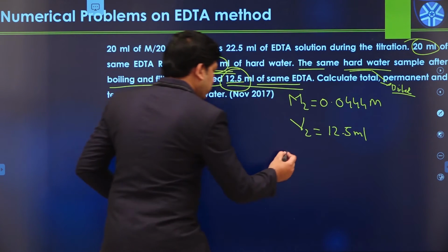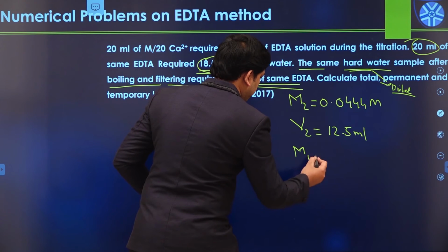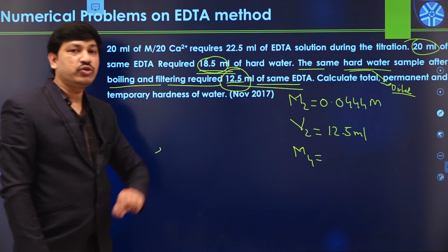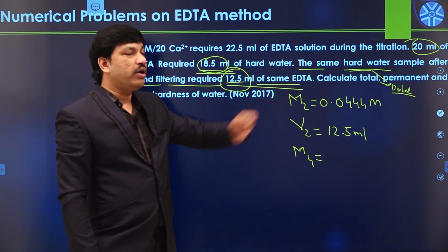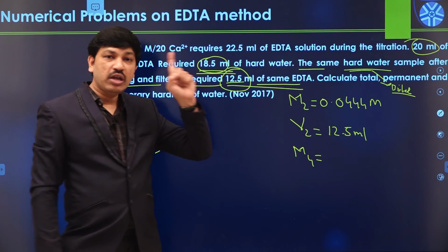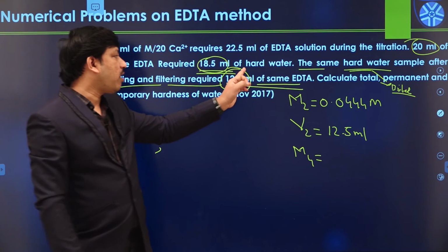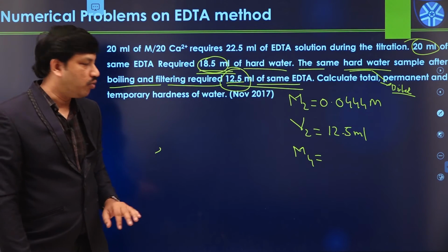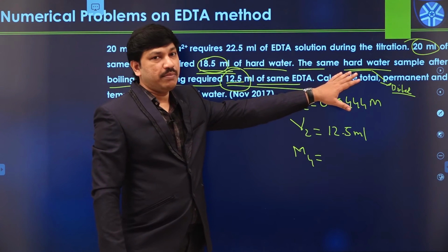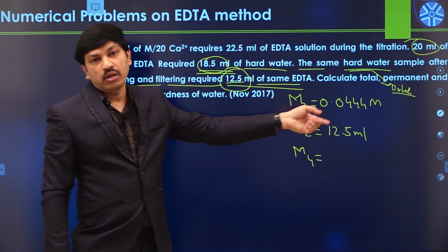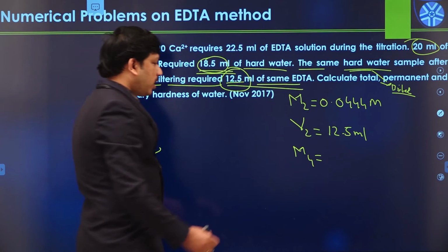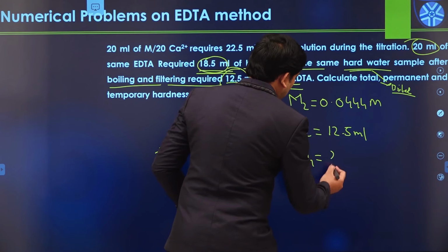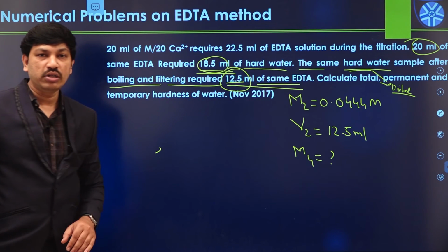So that's why I'm giving another term, the M4 value. M4 is the molarity of the boiled water. What is the M3 value? M3 is the molarity of the given normal hard water sample. That is already over. So now we have a new water sample, the boiled water, having concentration M4, which is unknown in this case.